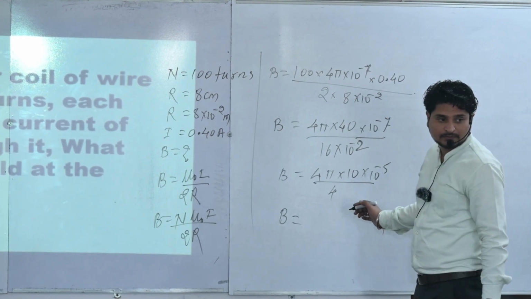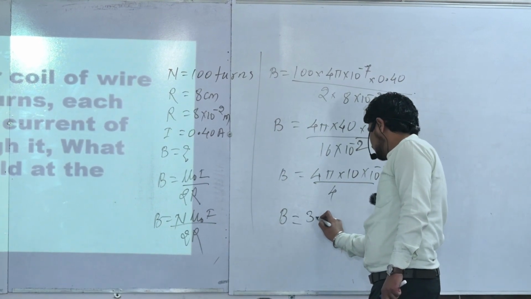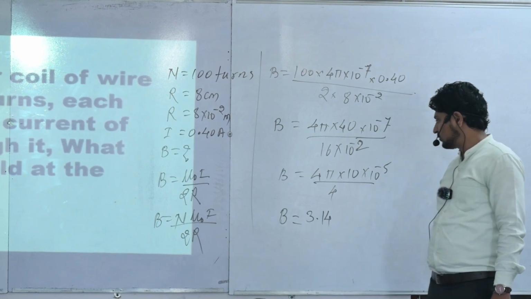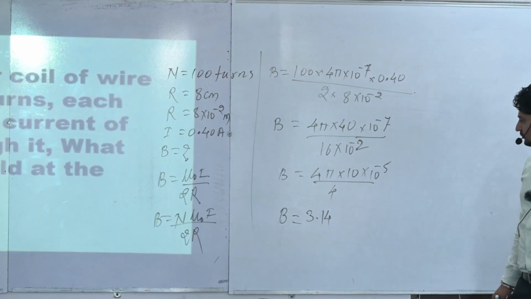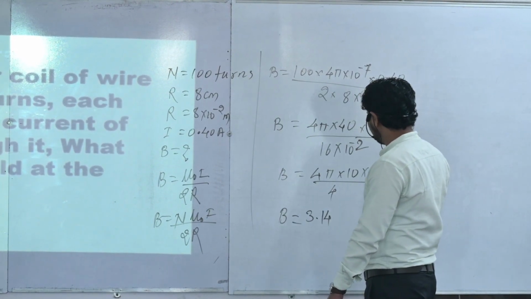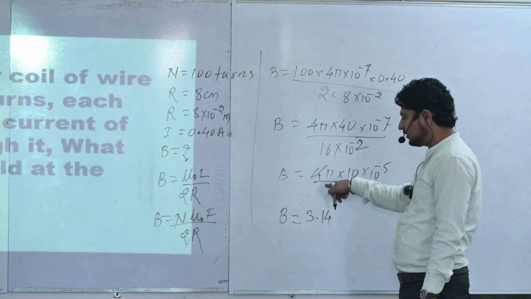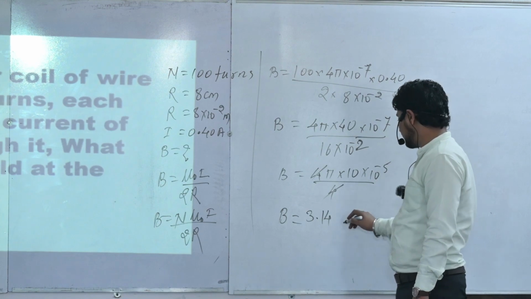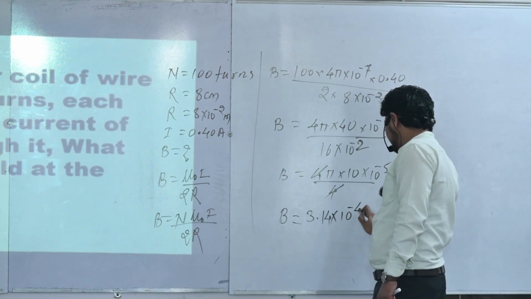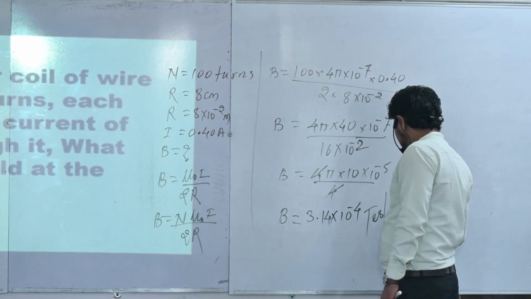कितना? 3.14, पक्का, into 10 to the power minus 4. ठीक है, तो ये 4 और 4 कैंसिल करते, this is 10. ये 3. वही है, 10 इसको ले यहाँ लगा दे तो 10 to the power कितना हो जाएगा? -4 यूनिट रहेगा टेस्ला.